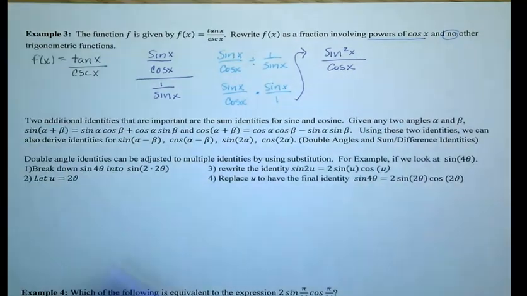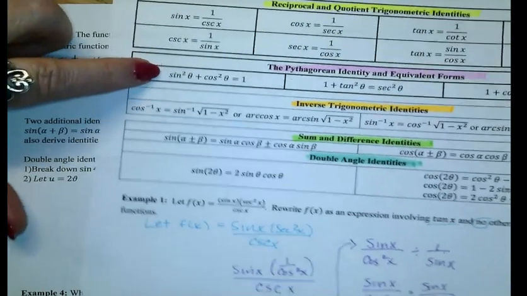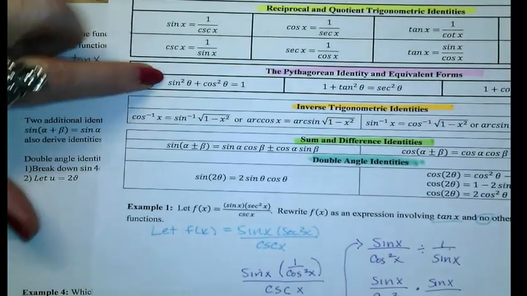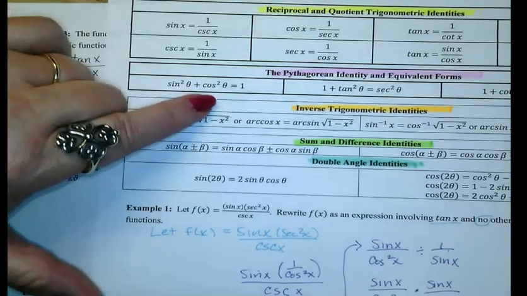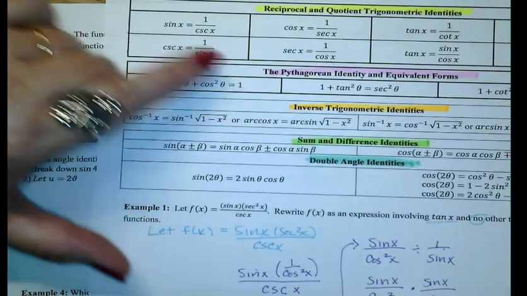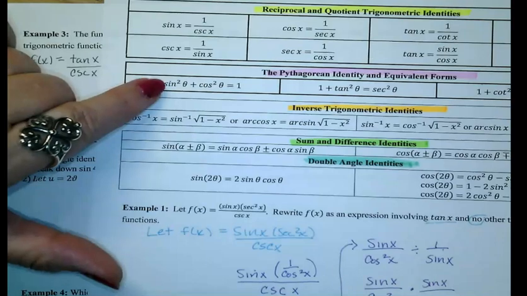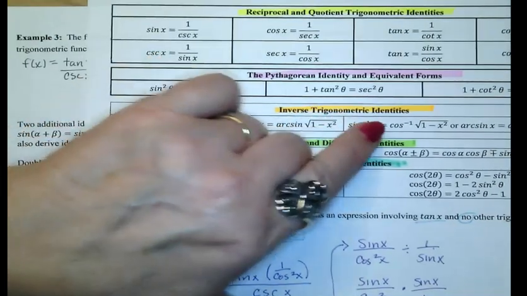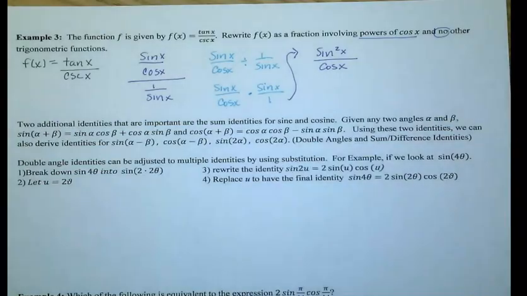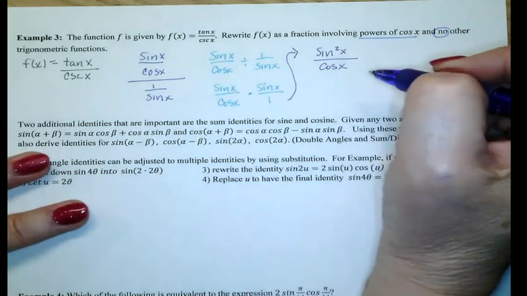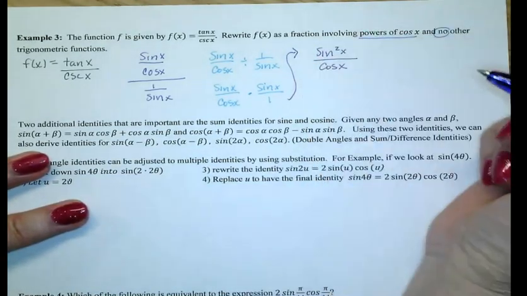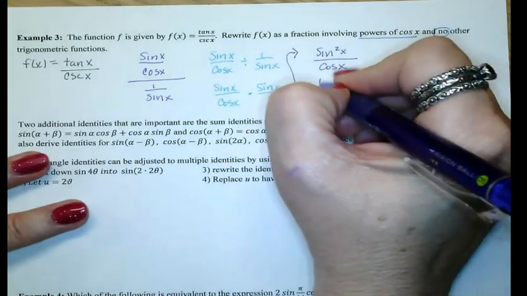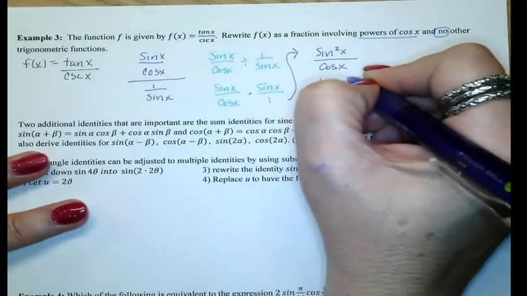The Pythagorean identity: if I have sine squared theta, then it's going to equal 1 minus cosine squared theta. So I can rewrite these to get sine by itself or cosine by itself or tangent by itself, secant by itself, by just manipulating that around. Okay? So let's do that. I'm going to replace sine squared x with 1 minus cosine squared x.